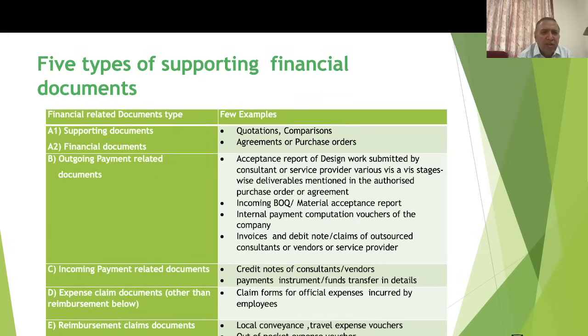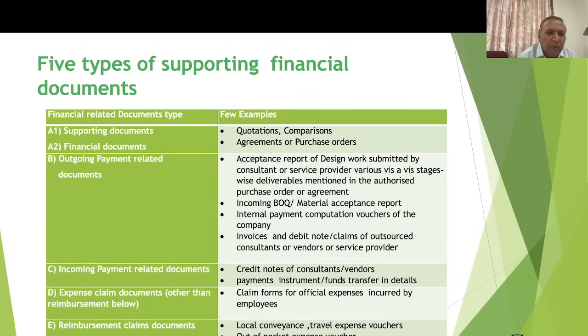Now supporting documents. There are different kinds of documents which I have indicated here in these two columns. One is document type A, B, C, D, E. In the example I have given, the supporting documents can be quotations, comparisons, agreements or purchase orders for making the purchase order, etc. And agreements and purchase orders are the supporting documents for approval for release of the payment by the finance team.